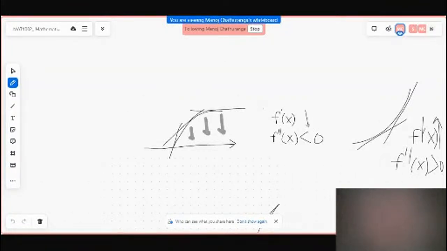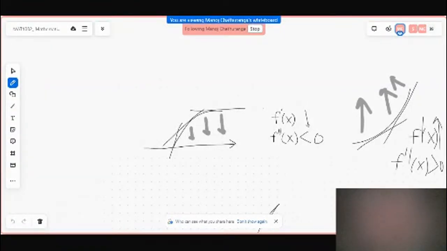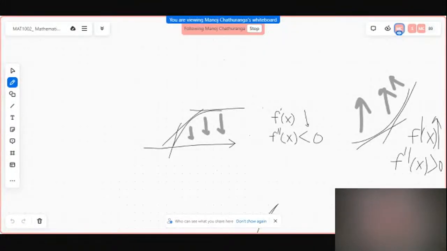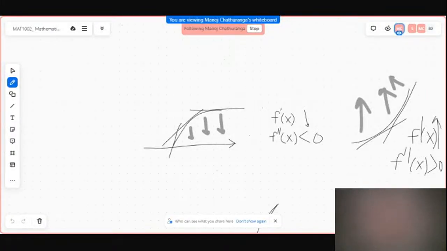So concave up means the second derivative is positive. Concave down means the second derivative is negative. So the concavity is decided by the second derivative. The sign of the second derivative tells you the concavity of the function.